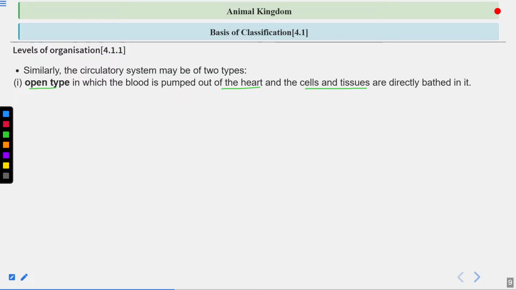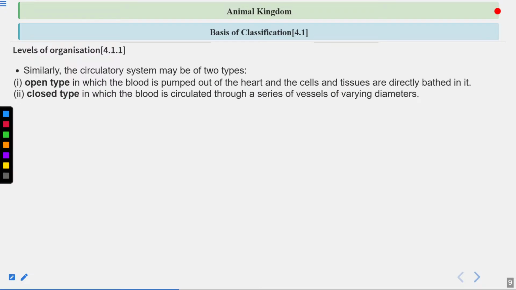So that is the open type of circulatory system that you see in the case of arthropods, in the case of insects. Now we will see the other type of circulatory system: closed type. The blood is flowing in a closed form.